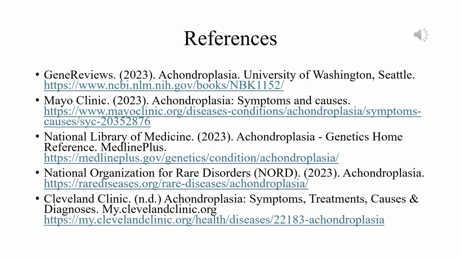Here are the references that I've used during the duration of my research and presentation of this project. Gene Reviews, Mayo Clinic, the National Library of Medicine, the National Organization for Rare Disorders, or NORD, and the Cleveland Clinic. These all helped me in completion and success of the research and human pedigree of the autosomal dominant disorder, achondroplasia.